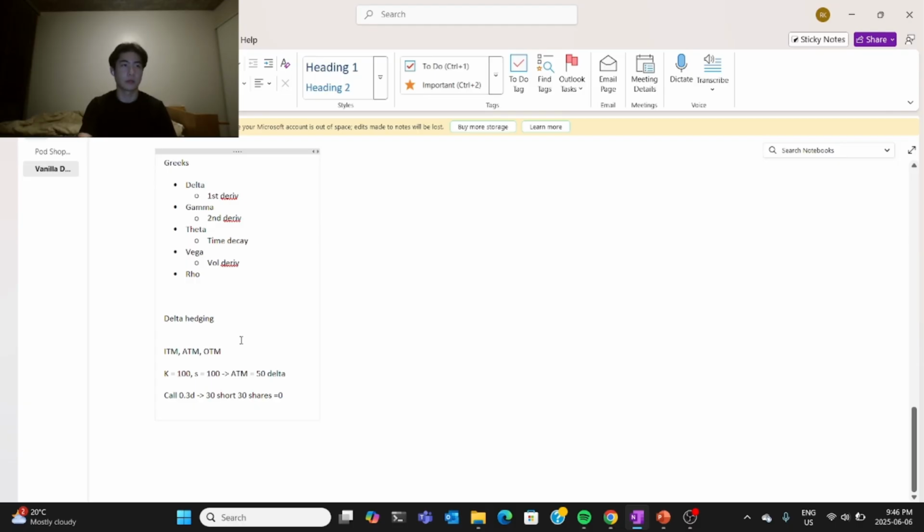The same thing for puts, but puts have an opposite direction delta. So if we go long on a put option, it could be a negative 0.3 delta. And so what we do is the same thing, multiply it by 100, and that gets us a negative 30 delta. And then to hedge that out, we buy 30 shares of underlying, and that gets us to delta neutral.